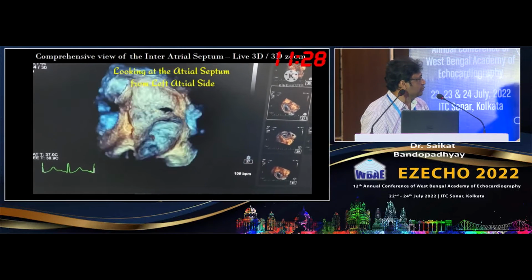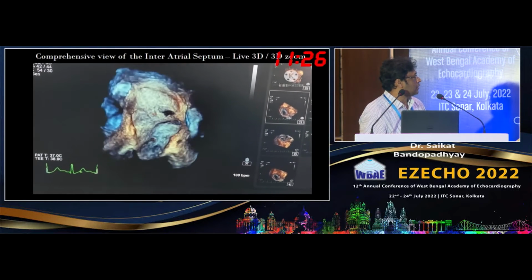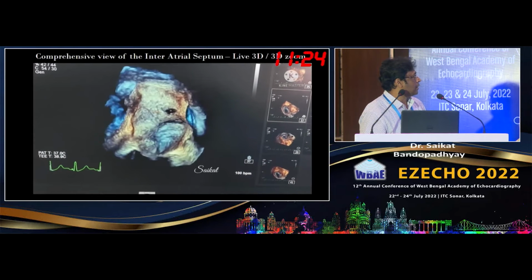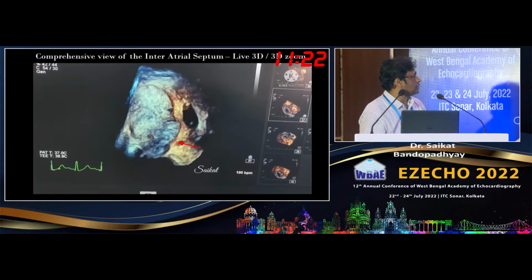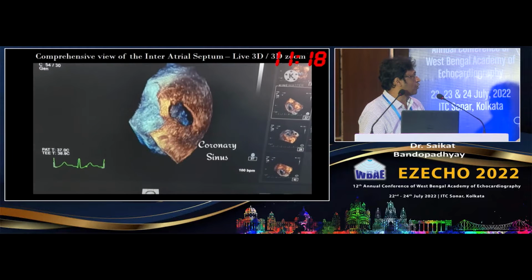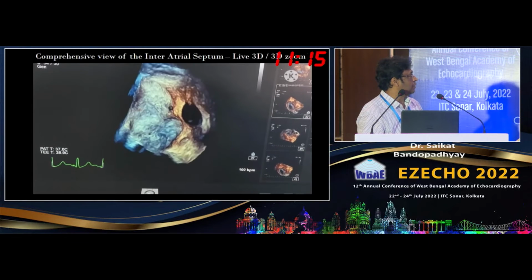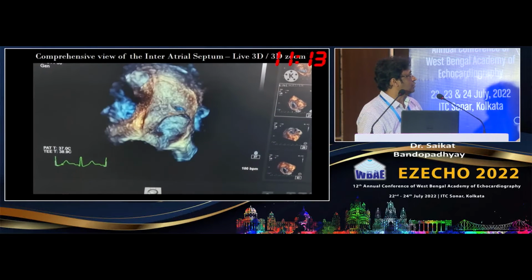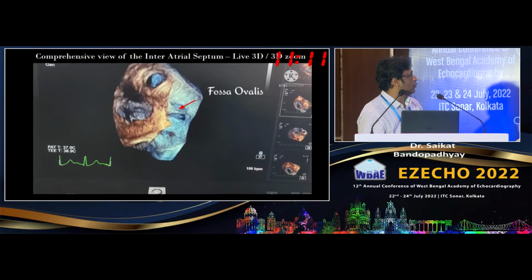So we can rotate this image and turn to the left. And in one picture, we can see the left atrial anatomy, the interatrial septum, the mitral valve, the coronary sinus. You can turn the image, and you can see the pulmonary artery and the aorta.